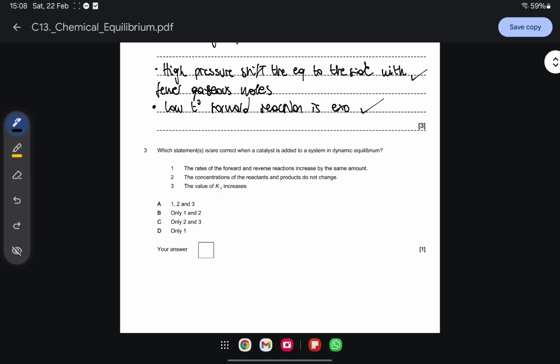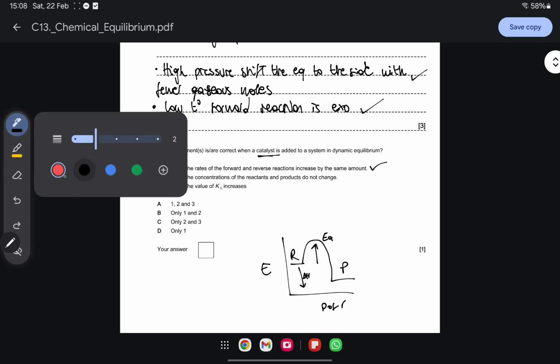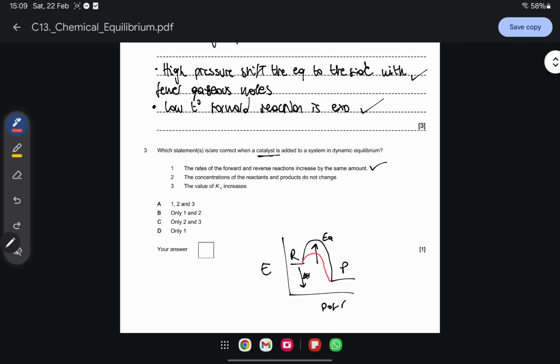The correct answer is, we're looking at a catalyst. The rate of the forward and reverse reaction increased by the same amount. Yes, absolutely, because the catalyst lowers the activation energy. If we look at a diagram of an exothermic reaction, here we have the energy, here we have the progress of the reaction, with reactants and products. This is delta H and this is the activation energy. What a catalyst does is lower the activation energy, providing an alternative pathway. But the forward and backward reactions are changed by exactly the same amount.